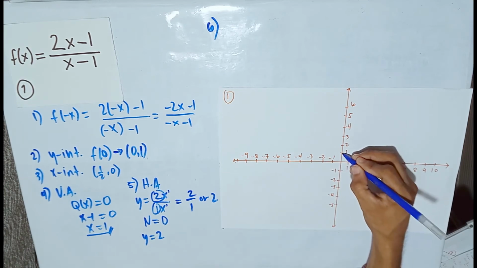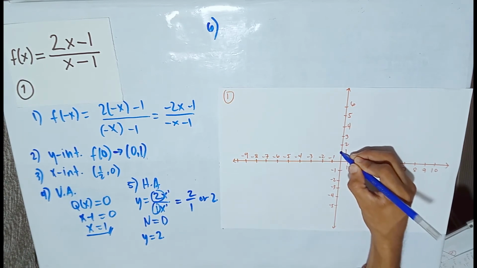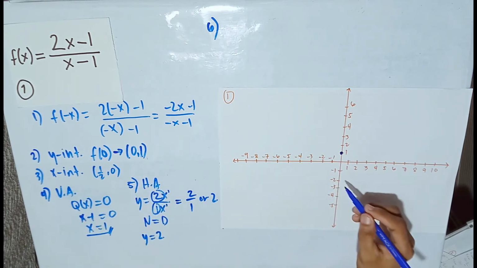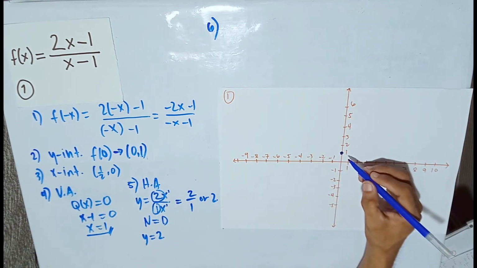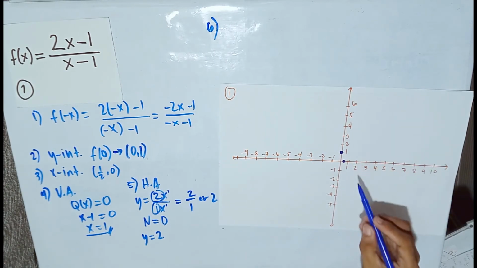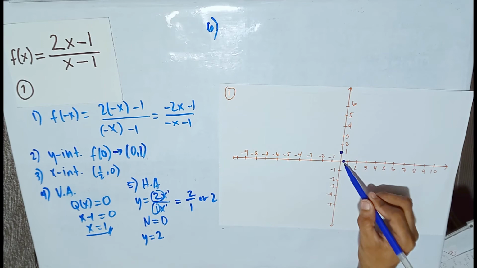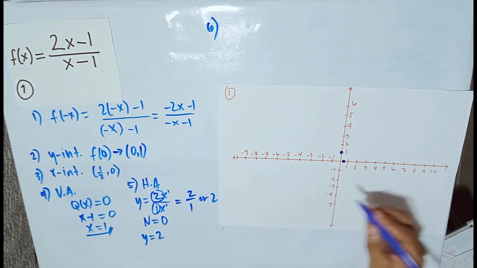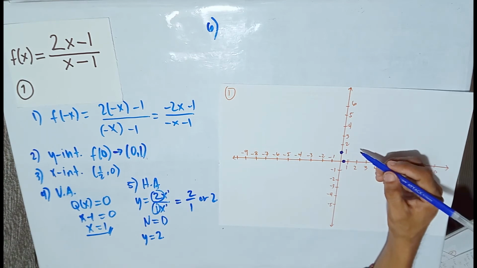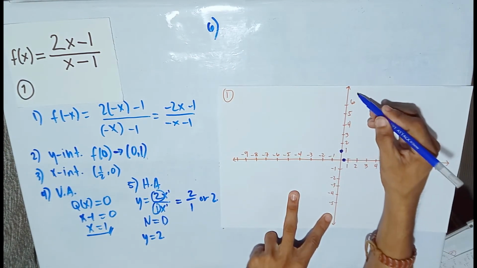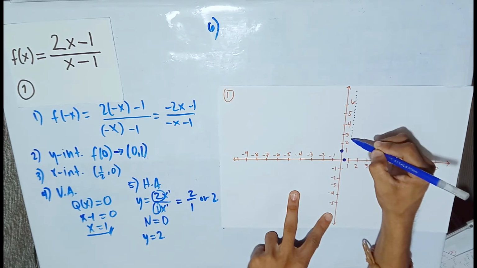So you have y-intercept 0 and 1 here, and then we have x-intercept of 1/2 and 0. So nandito po siya. Ano po? So tingnan natin ulit. Okay, 1/2 and 0. And then next we have to plot the vertical asymptote. We have 1. The vertical asymptote of 1. So we have here our vertical asymptote.